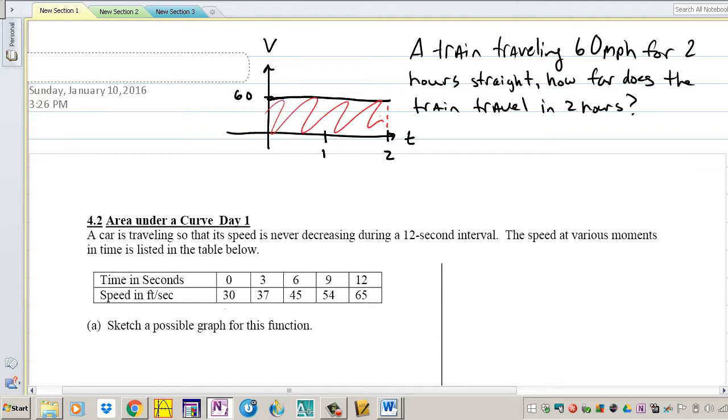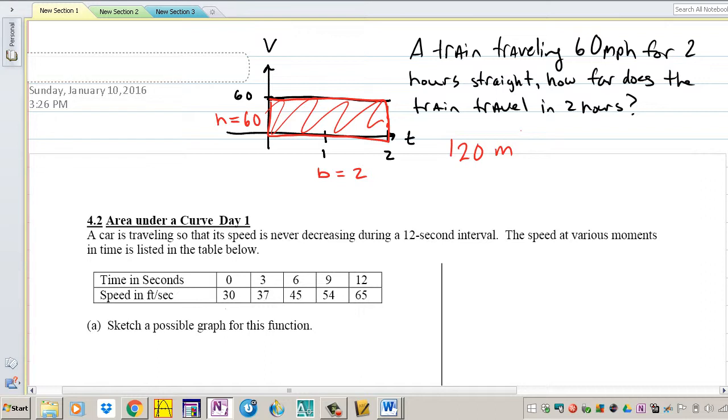I form a rectangle. What is the area of a rectangle? It's your base times height. What is the base? The base is 2 hours. The height in this graph is 60. If I take 60 times 2, I get 120, and the answer would be in miles because I am looking for how far the train is traveling, which is distance.